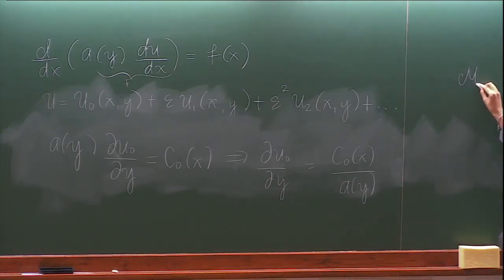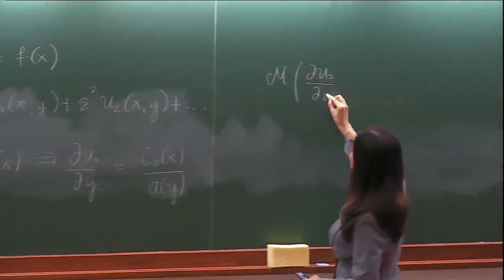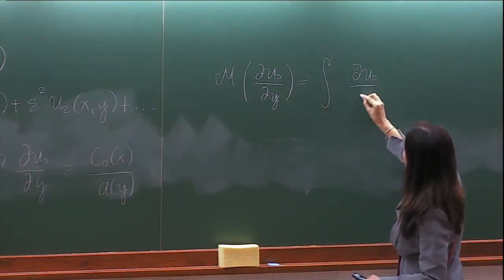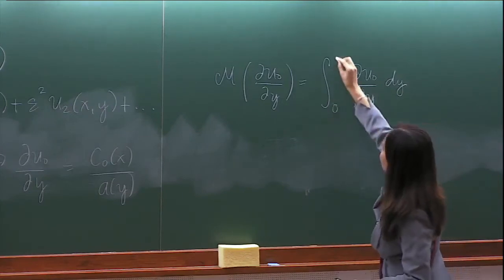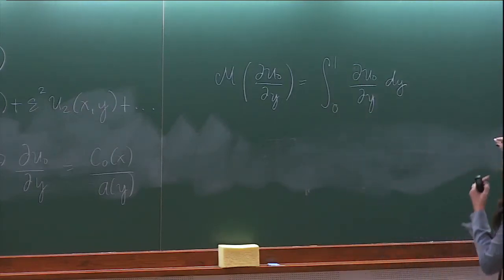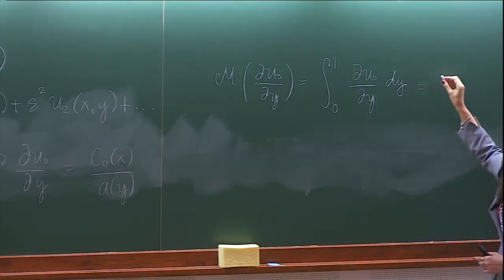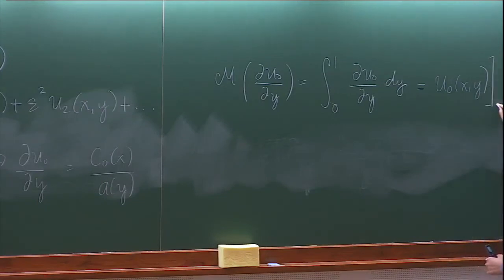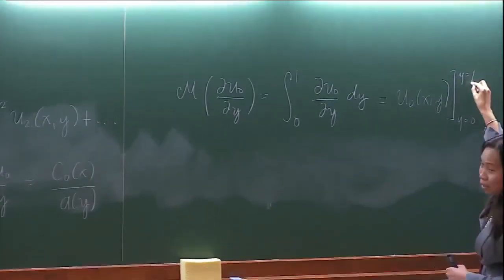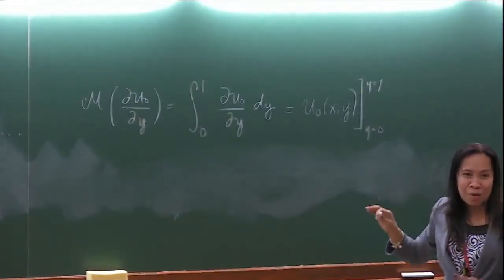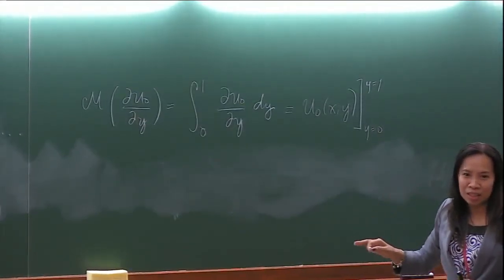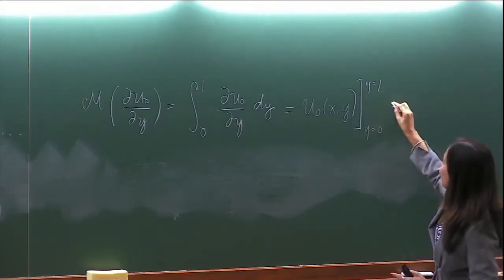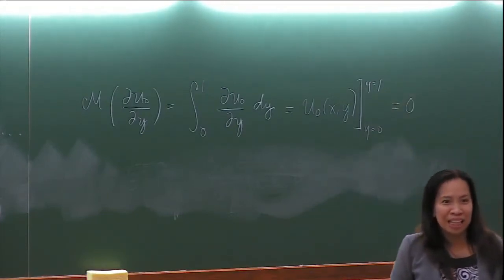Okay, so say m, that is just the integral of the partial of u0 with respect to y, dy, from 0 to 1. And what is that? That is just, of course, u0 of x,y, from y is 0 to y is 1. But what is our assumption on u_i, in particular u0? It's periodic, right? So it will cancel out and we will have zero, correct?